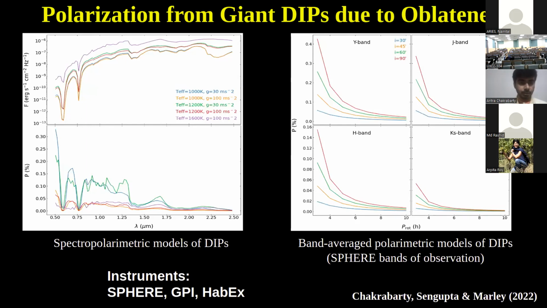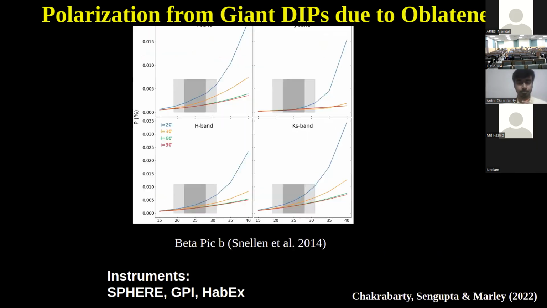The left-hand side is the spectropolarimetric model as a function of effective temperature and surface gravity. But with the present technology, because of the limited signal, we are only attempting band-averaged polarimetry using instruments like SPHERE or GPI. So the right-hand side is the corresponding model in different bands of SPHERE. You can expect a maximum of 0.4% polarization using SPHERE from the directly imaged planets.